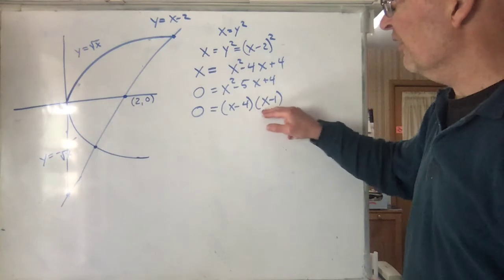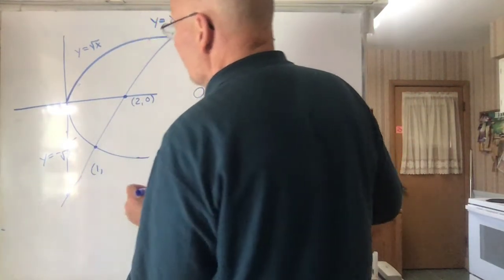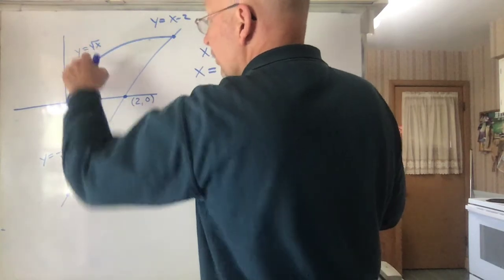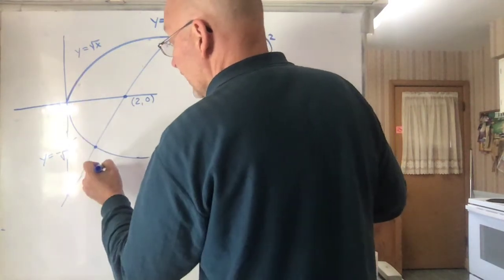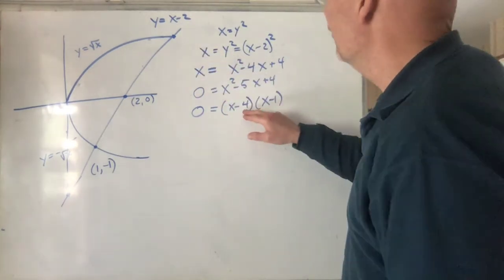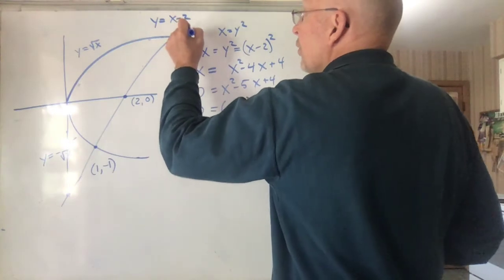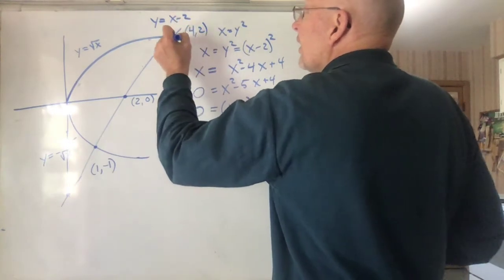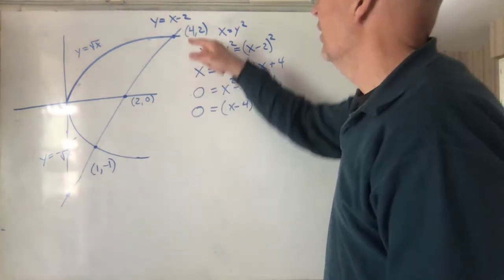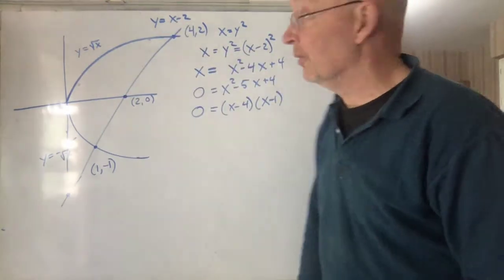So this tells us that the points of intersection are when x is equal to 1, and if x is 1, then y in this case would be negative 1. And up here, when x is 4, then y would be 2. So here's the point 4, 2, right there. Okay, and you can check it out. If x is 4, then y is going to be 2.